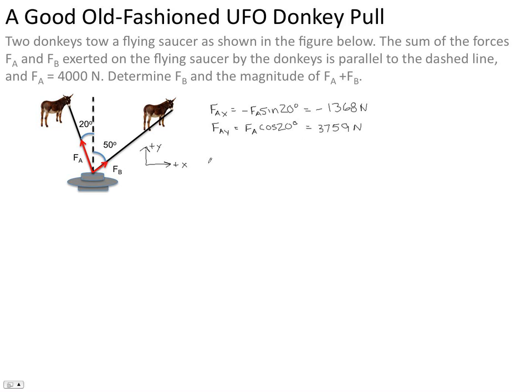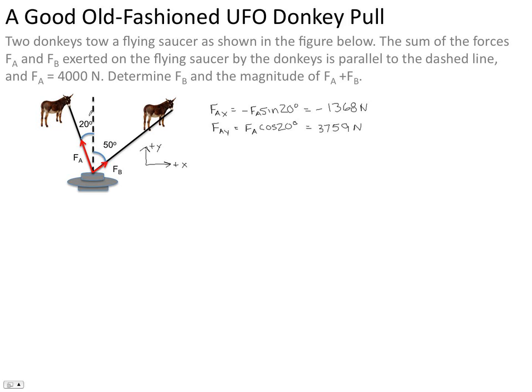Okay, now let's turn our attention to Fb. You know, this is the flavor of these problems. We have two-dimensional vectors, resolve them into their horizontal and vertical components, x and y components, and then operate in the two dimensions separately, and then bring everything back together in the end, if need be. Well, we can right away, the problem says that the sum of the forces exerted on the flying saucer by the donkeys is parallel to the dashed line.